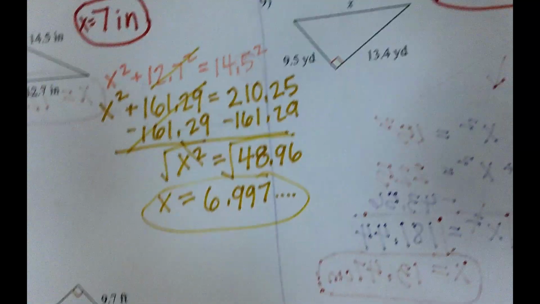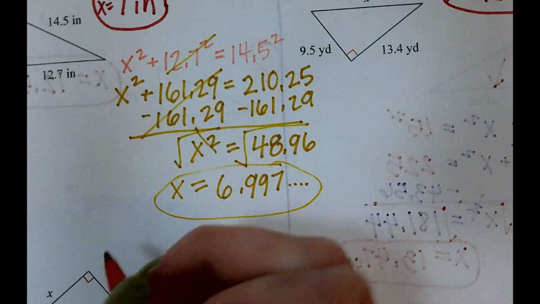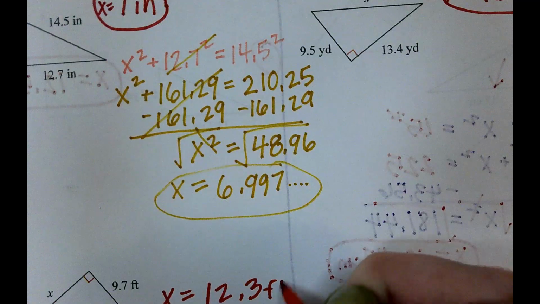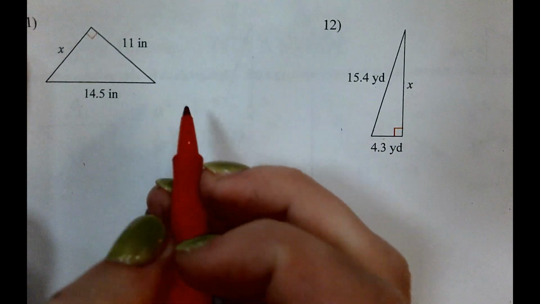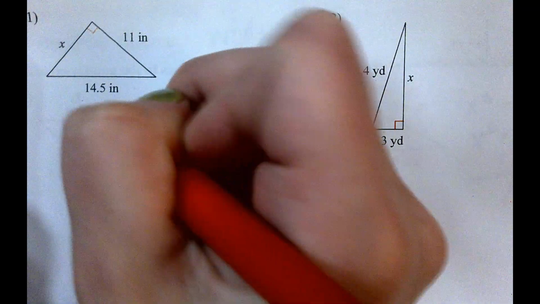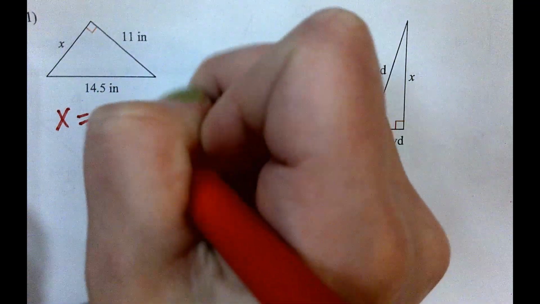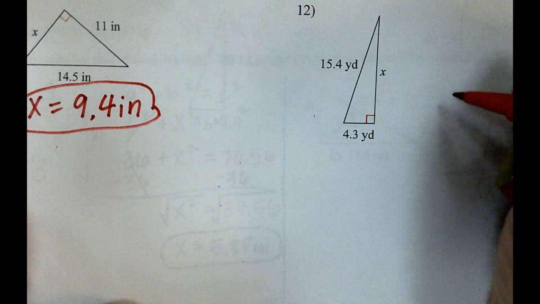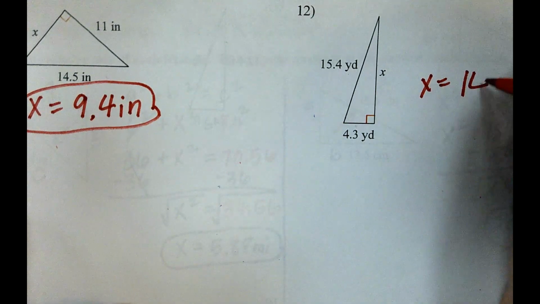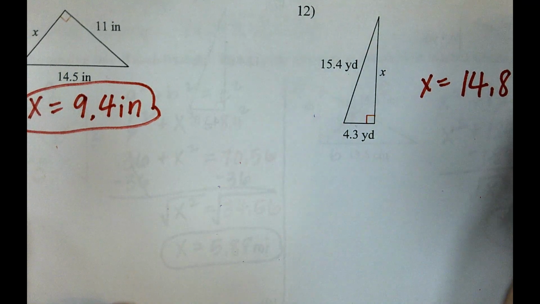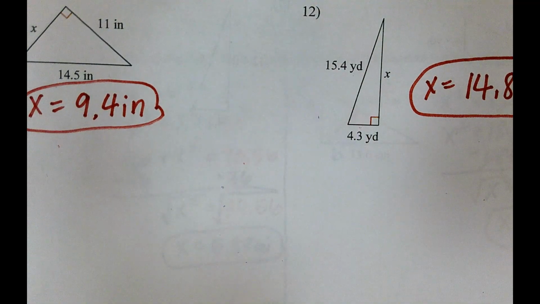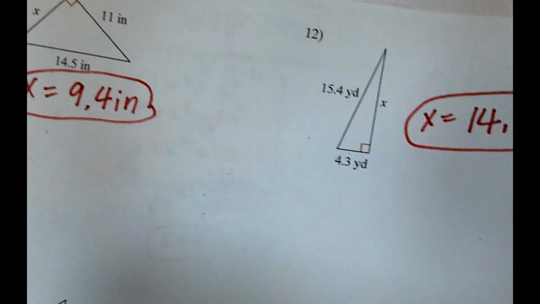Number 10, our answer should be 12.3 feet. Yeah, I got that. Good. 11 should be 9.4 inches. Yeah, I got that. And 12, again, was x equals 14.8 yards. So, there we go. All right.